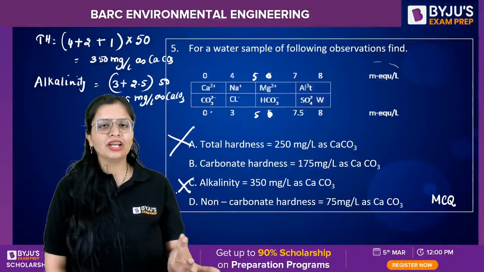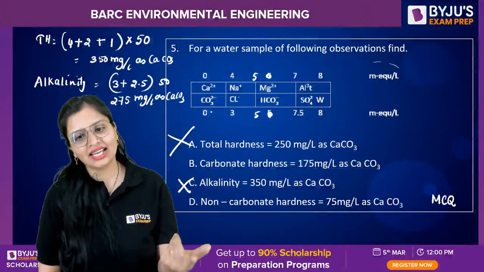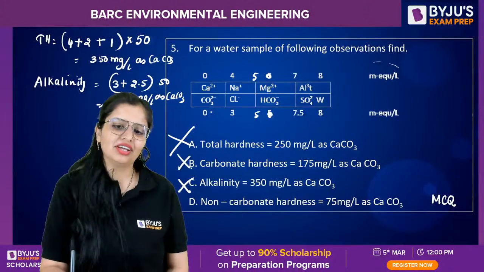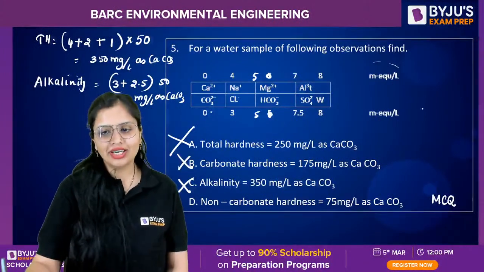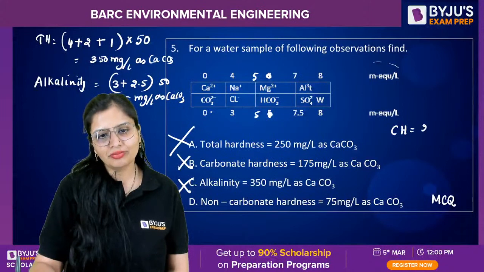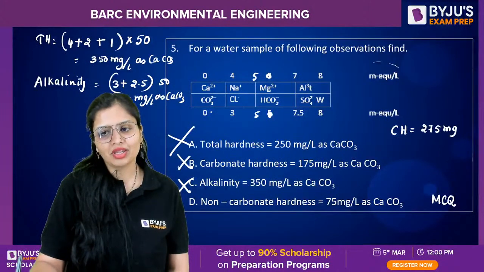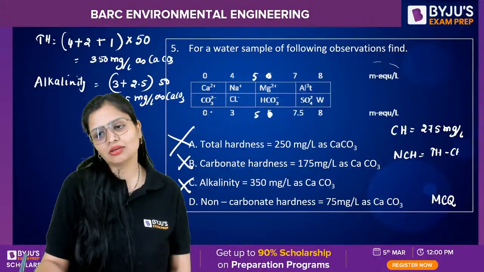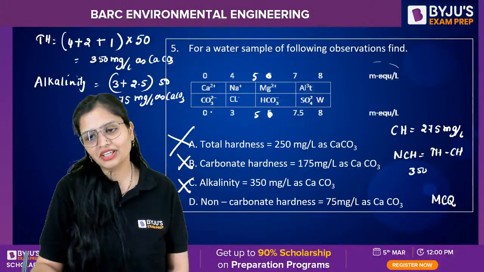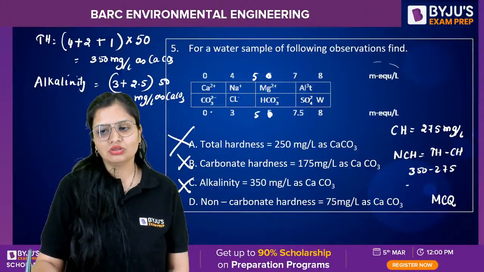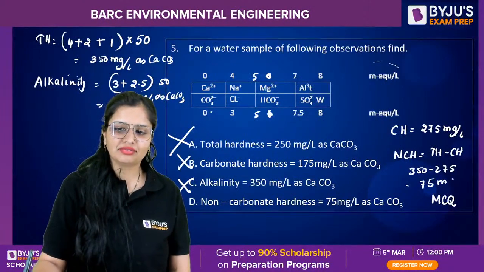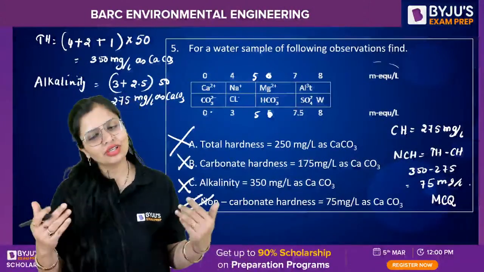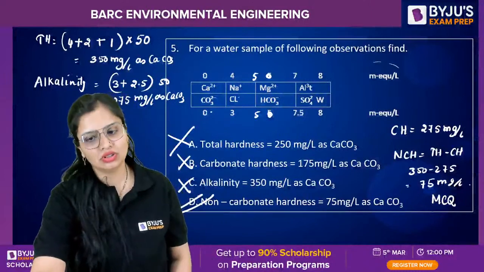And you know, carbonate hardness is the minimum of total hardness and alkalinity. So it should come 275, but here it is given 175. So all three are wrong. So let me first tell you, carbonate hardness will be 275 mg per liter. So non-carbonate hardness will be how much? Total hardness minus carbonate hardness. So this will be 350 minus 275. This will become 75. So ultimately you have to calculate everything if such pattern of questions also come.